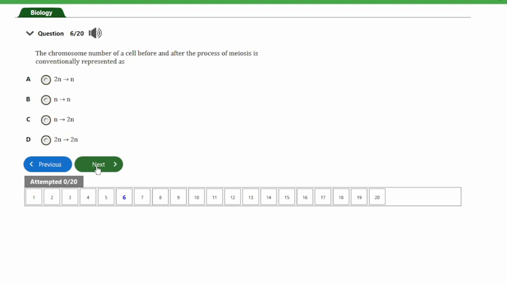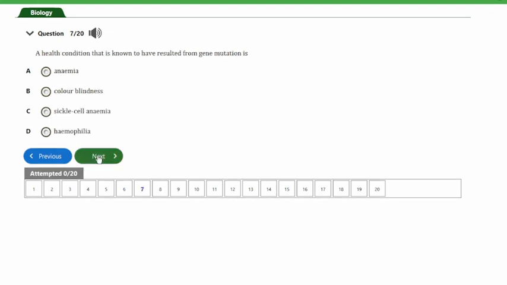Already we know that n is half of 2n. So in meiosis, the chromosomes go from diploid to haploid. The correct answer to this question is option A, and that's 2n to n. So let's look at the next question, question number 7.